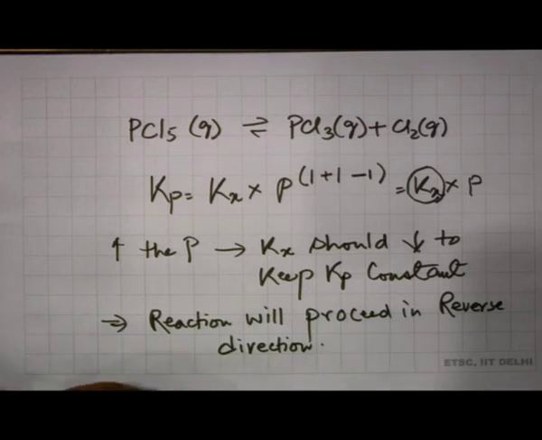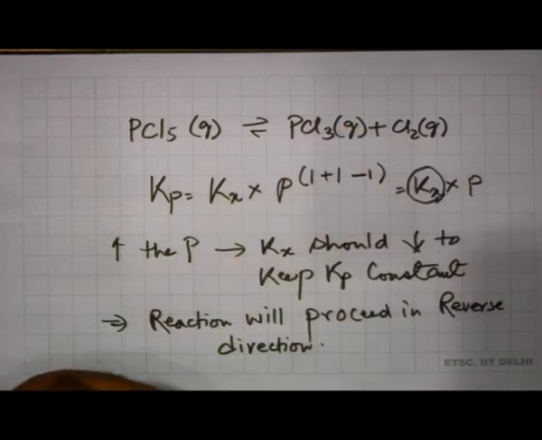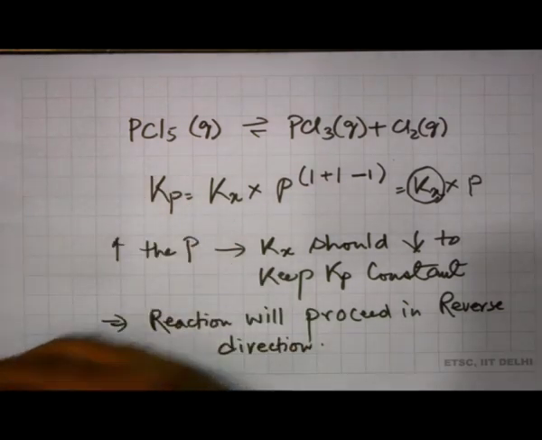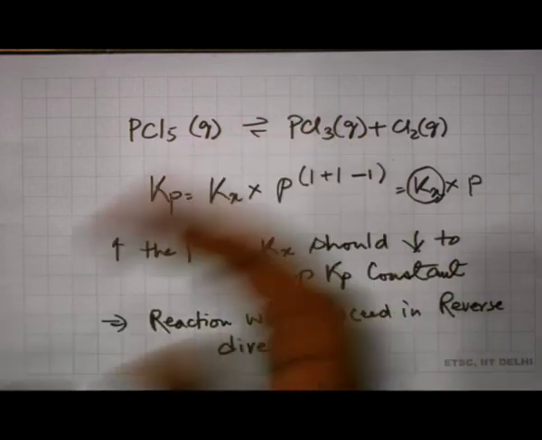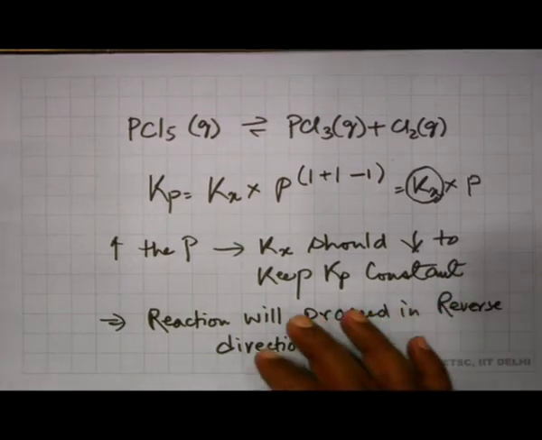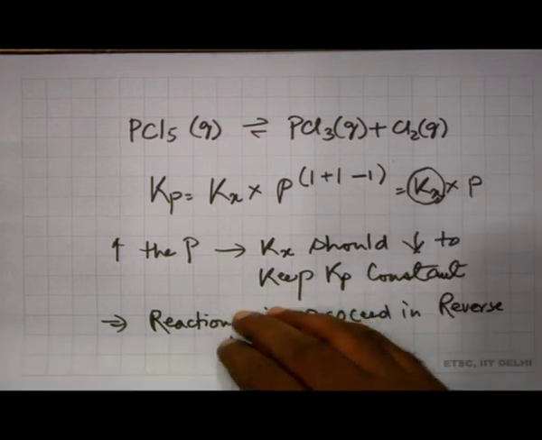So, there are two ways in which we can change the pressure. One is by compressing, which increases the pressure, and the other is by expanding, which decreases the pressure. If the mixture is compressed, pressure increases and the reverse reaction will happen. On the other hand, if I decrease the pressure, the reaction will proceed in the forward direction.